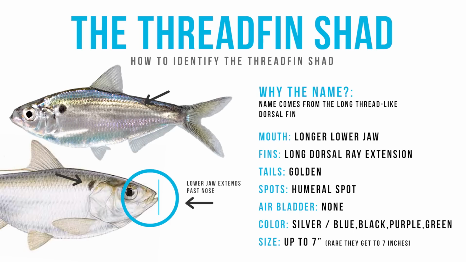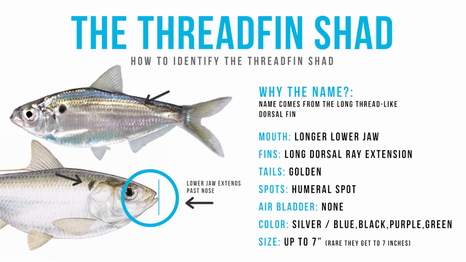They do not have an air bladder, so they constantly have to swim. They can't stop swimming. They're silverish, and they can be lots of different colors: blue, black, purple, green, just kind of more reflective than the gizzard shad. That's why there's so many different bait colors, crankbait colors, because of that reason.